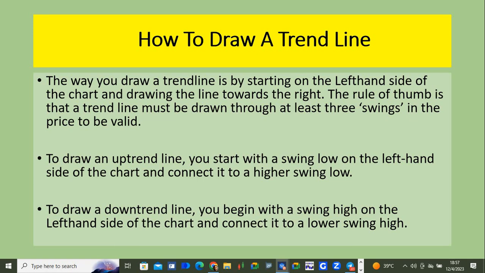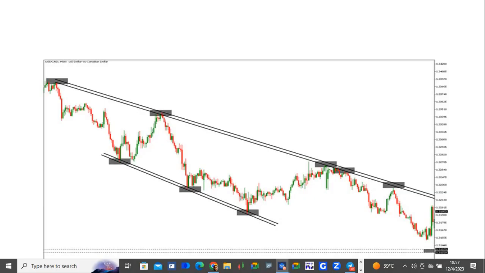Now, let us look at how to draw a trend line. You can draw it on a downtrend, and also on an uptrend. This is what we mean. If you are putting it above, this is how you put it, as you can see here on top. Below, you put it like that. So this is how you draw a trend line.